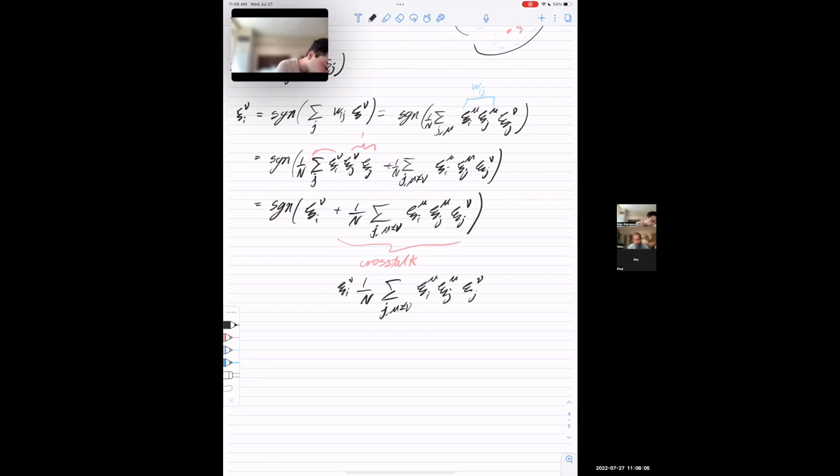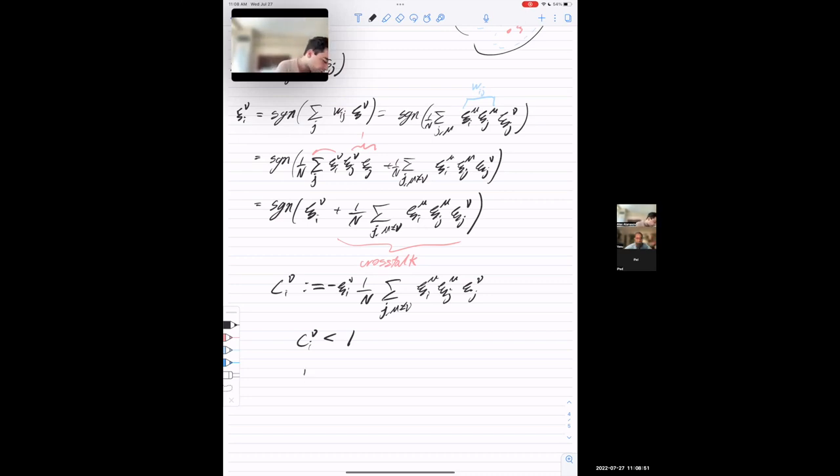This is a 4-point structure, and C_i^ν is defined to be that. So that's really the crosstalk tensor, you can think of it as. And this is the thing that we really want to be bounded. Equivalently, if you add a negative sign, you really want it to be strictly less than one. That's what allows you to not have errors.